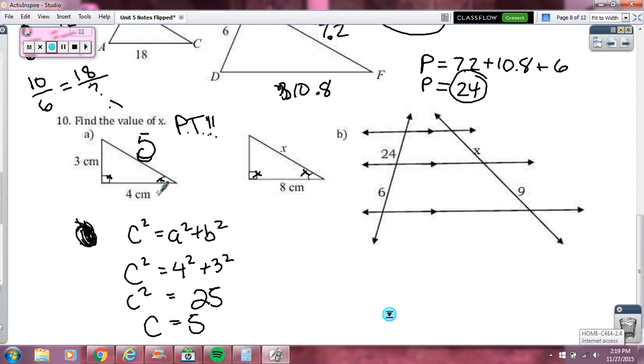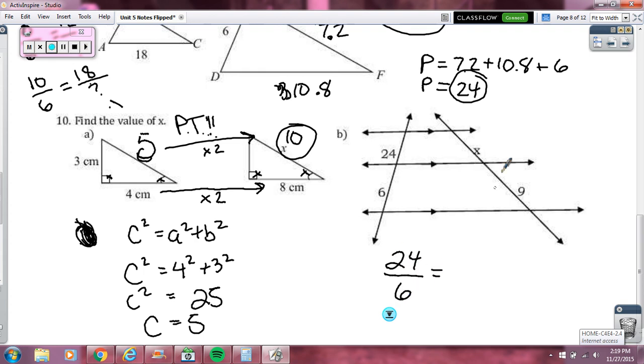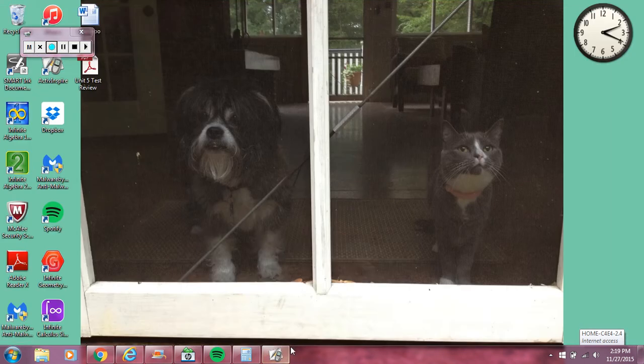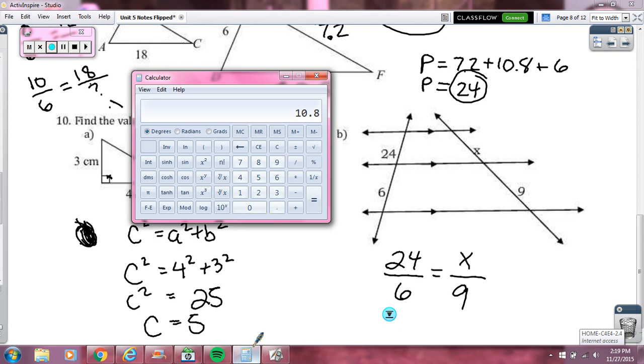I know that the relationship between this side and its matching side, scale factor is 2. 4 times 2 gives me 8. 5 times 2 would get me 10. Over here, b, we can do 24 over 6 should give me the same fraction as x over 9. Whoa, there's my cat and dog again.